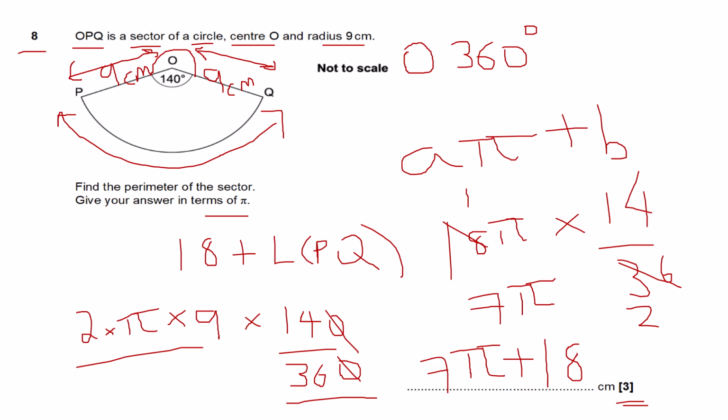So you use the same formula, but then you multiply by what fraction of the circle, or the slice, I have. Think of it like a slice of a pizza or a slice of a cake. That's question number 8, and that was worth 3 marks, looking at perimeter of a given sector.